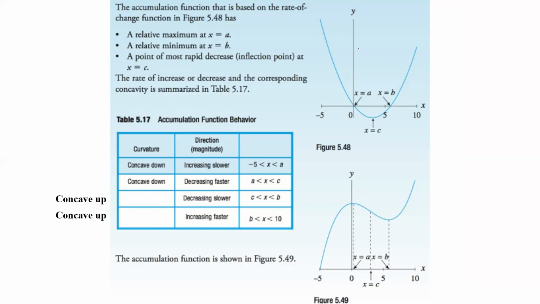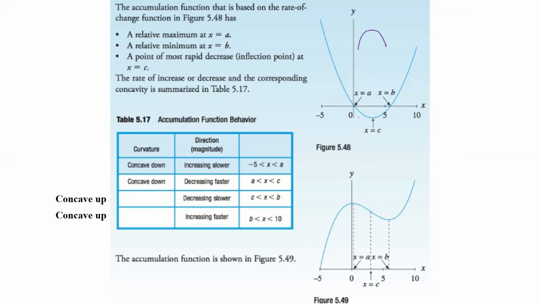Now, if instead we had something like this, that's going to be most rapidly increasing. This graph is going to be flipped over the horizontal axis, and it's going to be going up at that point, so it's going to be a most rapid increase at that inflection point. So that's going to be a key difference.